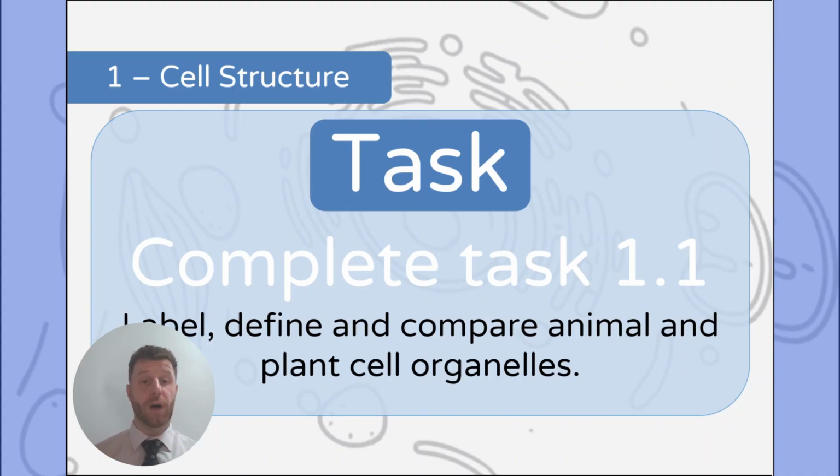For that review, what I suggest you do is label, define, and compare animal and plant cell organelles. So what you really want to be doing is finding some diagrams of animals and plants, particularly looking at both micrographs, so microscope pictures, and diagrams on the internet without labels, and seeing if you can add labels, as well as comparing animals to plants. If you are working along online on my course, the worksheet will have a task labeled 1.1 for you to finish.